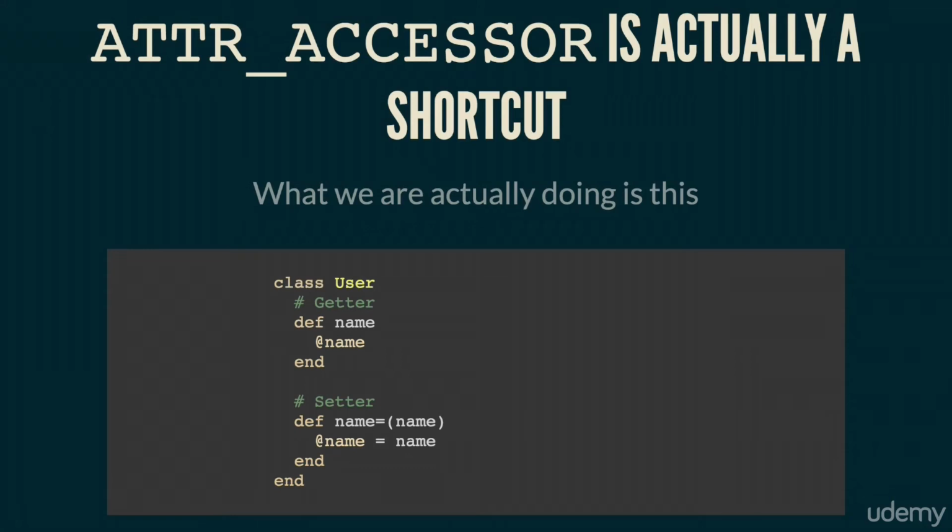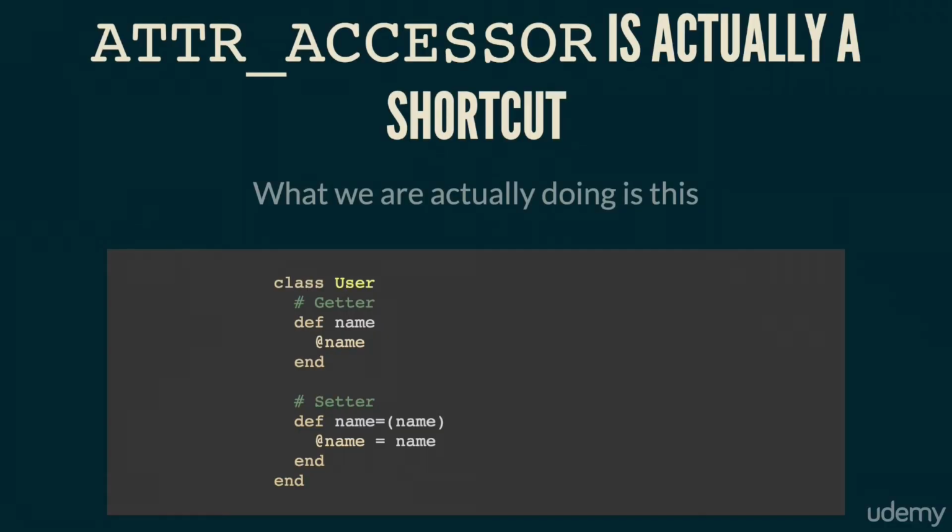attr_accessor is actually just a shortcut. In fact, what it's doing is defining two methods for us, a getter and a setter. The first is what's known as the getter. We use the getter to access attributes on our object. So for example, the name. So we would define a method, def name, and inside the name method is an instance variable called name. Note, we don't normally have to create these methods. This is what the attr_accessor shortcut method does for us.